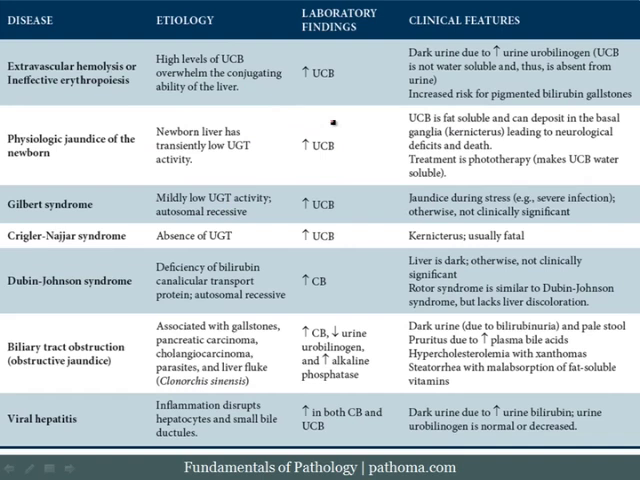Now, in a newborn, the key complication will be that this unconjugated bilirubin, because it's fat soluble, can actually deposit within the brain, particularly within the basal ganglia, and that can lead to neurologic deficits and death, and this entire sequence is called kernicterus. And so there's a concern for the development of kernicterus in a child that has an increase in unconjugated bilirubin. The treatment, of course, is phototherapy.